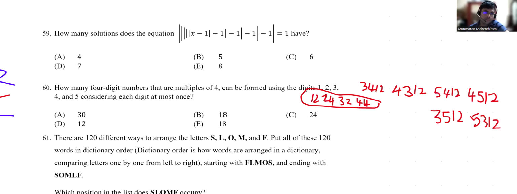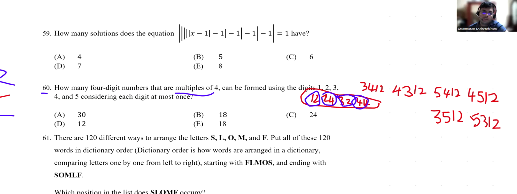Before moving to question number 59, we will see question number 60. How many four-digit numbers that are multiples of 4 can be formed using the digits 1, 2, 3, 4, 5, considering each digit at most once? If any number is divisible by 4, its last two digits should be divisible by 4, and so in this case, these are the four possibilities: 12 is divisible by 4, 24 is divisible by 4, 32 and 52. These are the four possible numbers.